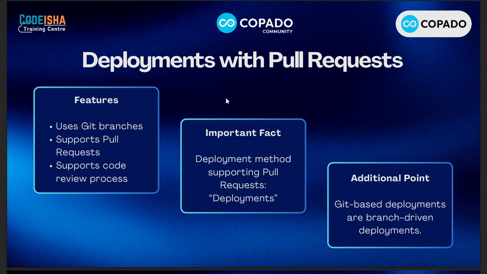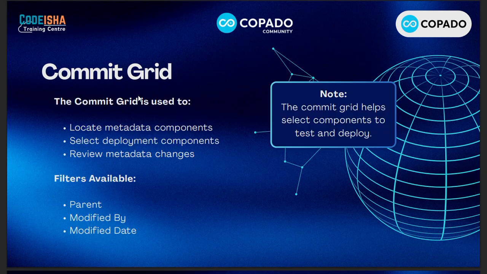Coming to the next one, here is the commit grid. The commit grid is used to locate the metadata components, select the deployment components, and review metadata changes also. Here are the filters for the commit grid, like parent, modified by, and modified date. So these are all the filters for the commit grid. And here is a key note: the commit grid helps select components to test and deploy.